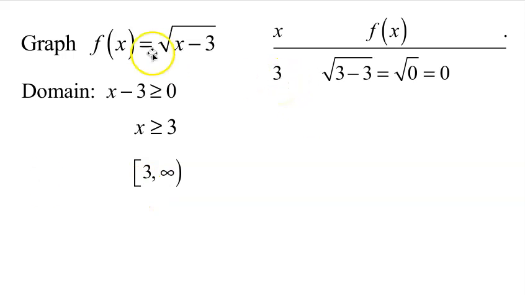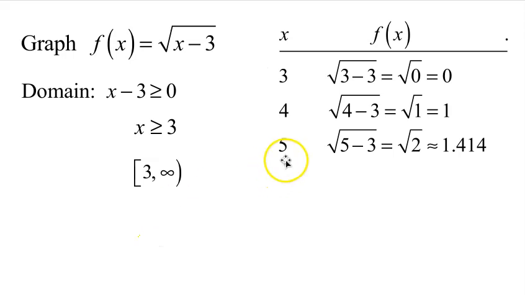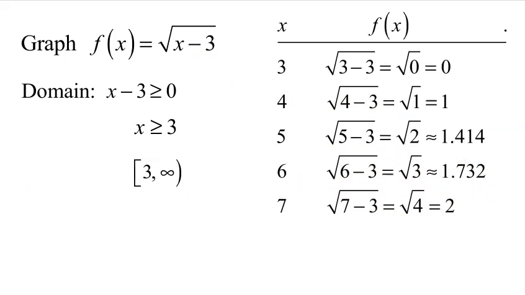If I plug an x of 3 in, 3 minus 3 is 0. I've got to do what's under the radical first. That's 0. Square root of 0 is 0. Next up is 4. 4 minus 3 is 1. Square root of 1 is 1. Next up I use 5. 5 minus 3 is 2. Square root of 2 is not a pretty number, so I use a calculator to approximate it, and I get 1.414. Plugging in 6. Square root of 6 minus 3, do 6 minus 3 first. Square root of 3, about 1.732.